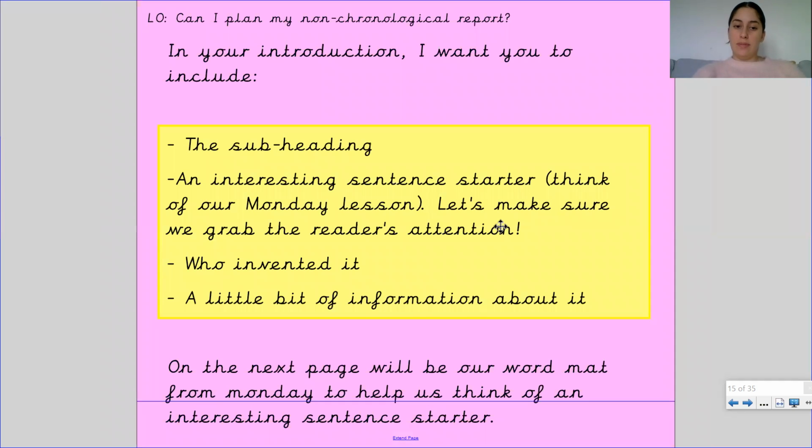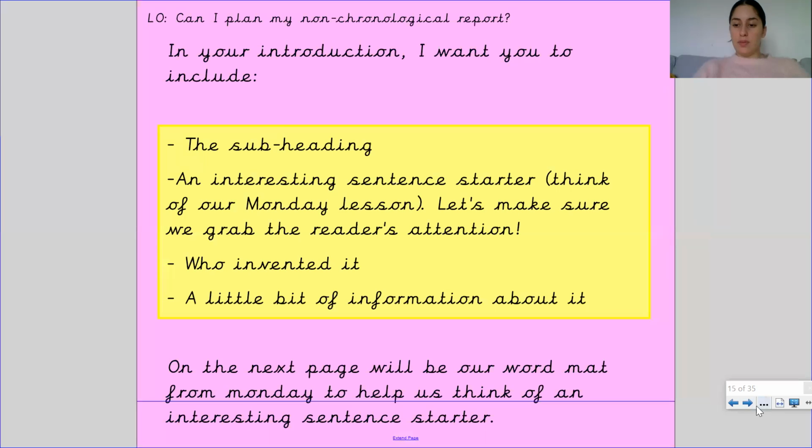You invented it. So you can include your name, you can make it sound fancy, you can say doctor if you want to, or if your invention has got to do with engineering, you can use any title that you want to make it sound more interesting, and a little bit of information about it.